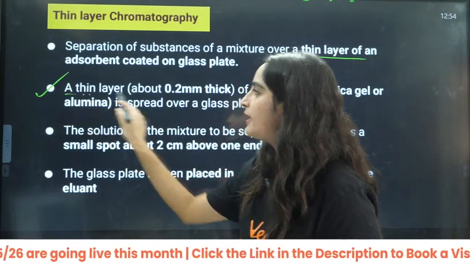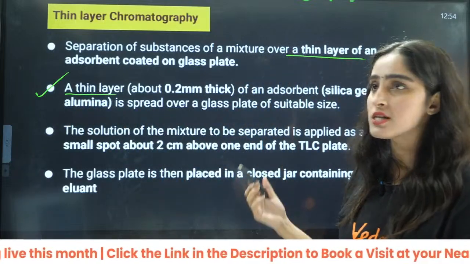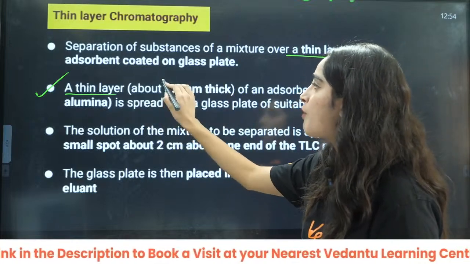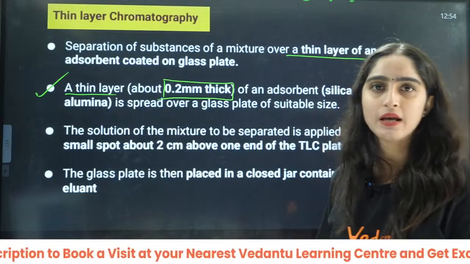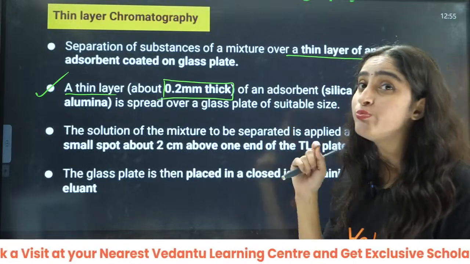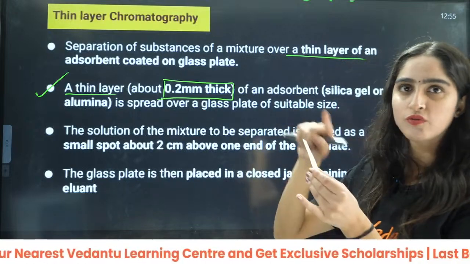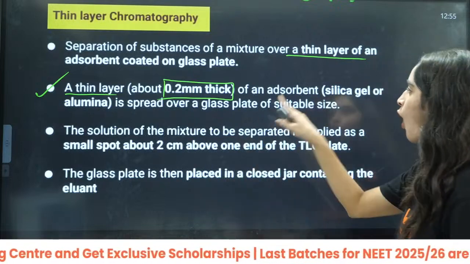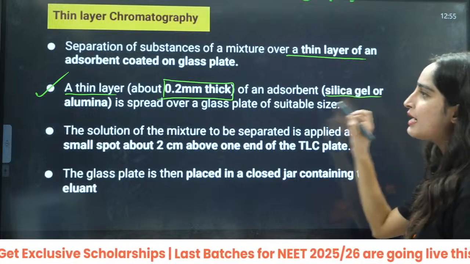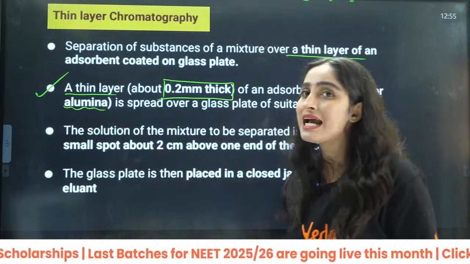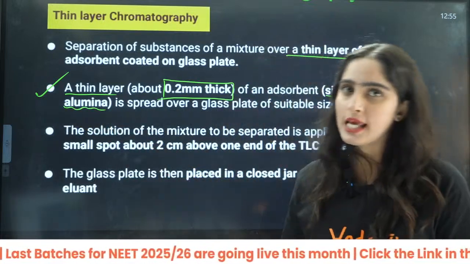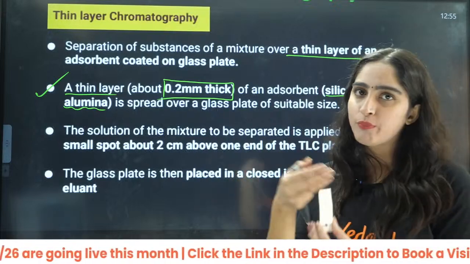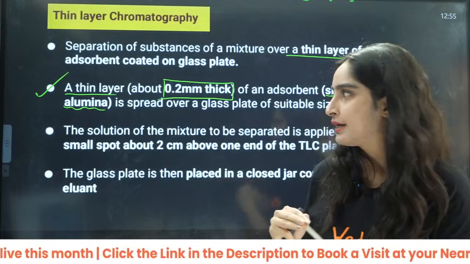So this is a thin layer, about 0.2 millimeter thick. How thin? It should be 0.2 millimeter, not thick, it is thin only. That kind of layer of an adsorbent, silica gel and alumina, should be pasted here. As I told you, beta, in that phase there was also the same adsorbent, but the way the adsorbent is kept in both of these apparatus is different, right?